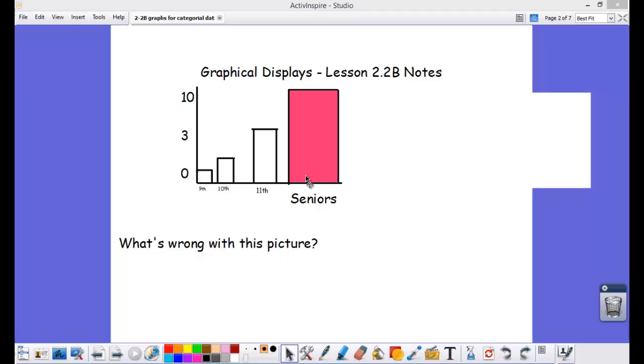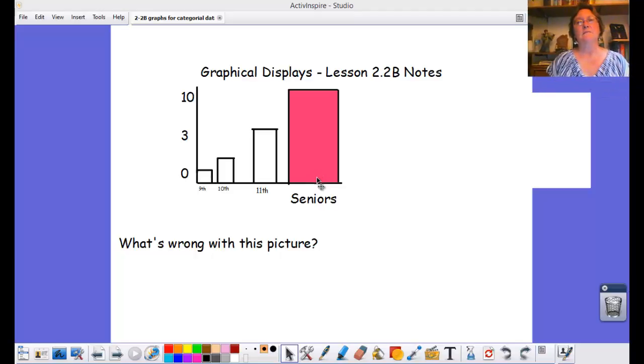Hi, and welcome to our lesson about graphs for categorical data. So today we're going to be talking about bar charts and some of their close relatives.